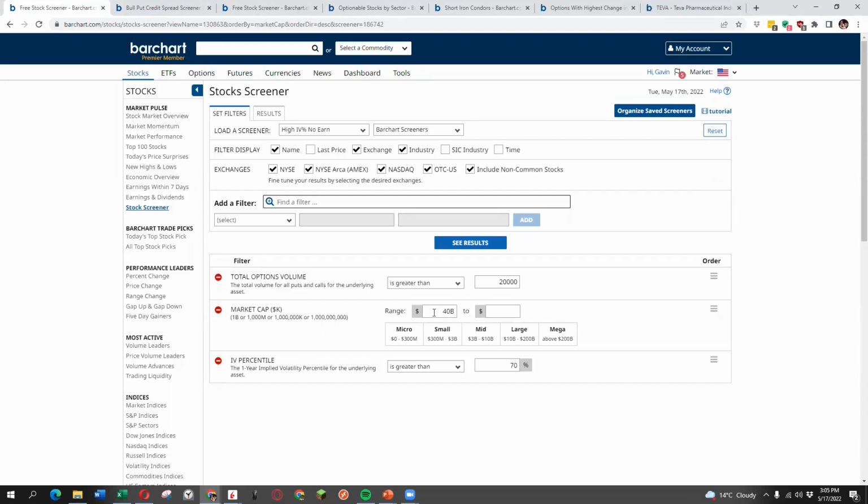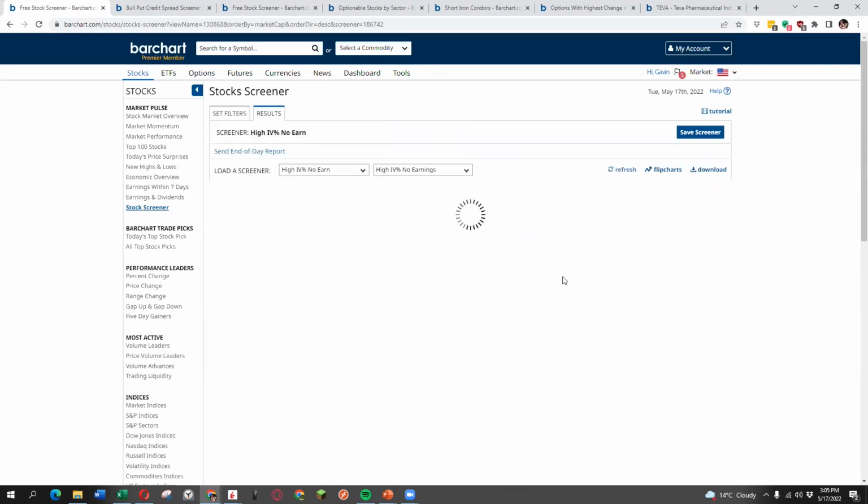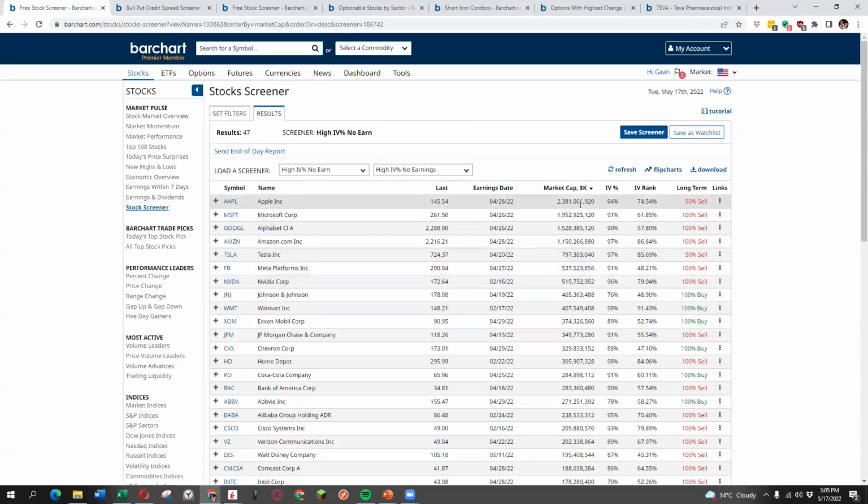Another way to do that is to look for stocks with a market cap above 40 billion. Again, you could drop that down a little bit if you like, but I find that starts to filter out some of those smaller companies that we're not really interested in. And the last one is an IV percentile above 70%. So if we run that screener, you can see here filtered by market cap, we've got some big names: Apple, Microsoft, Google, Amazon, Tesla, Facebook.